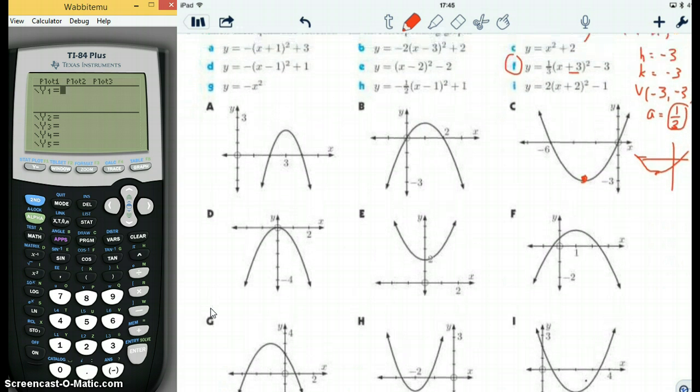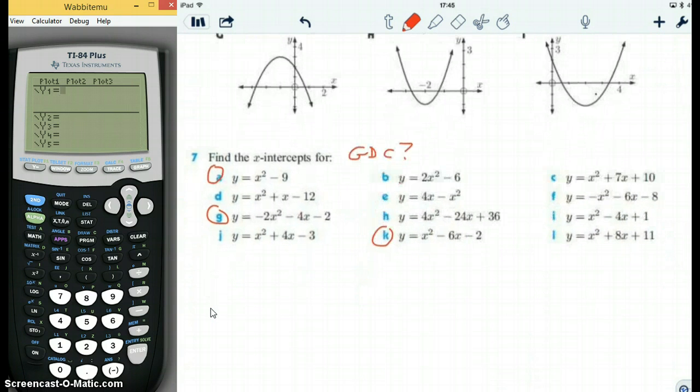Well, this one has a really convenient point to check. It goes through 0 comma 0. So we could check that point. We could put 0 in for x and see if y comes out 0. So let's put 0 in for x, and then we'll have 3 squared, which is 9, divided by 3, which is 3. 3 minus 3 is 0. Hey, what do you know? It checks out. So this must be our parabola. So our answer is C.